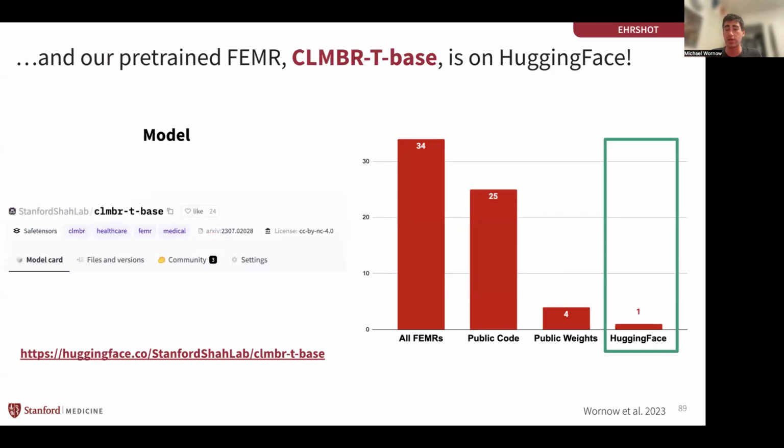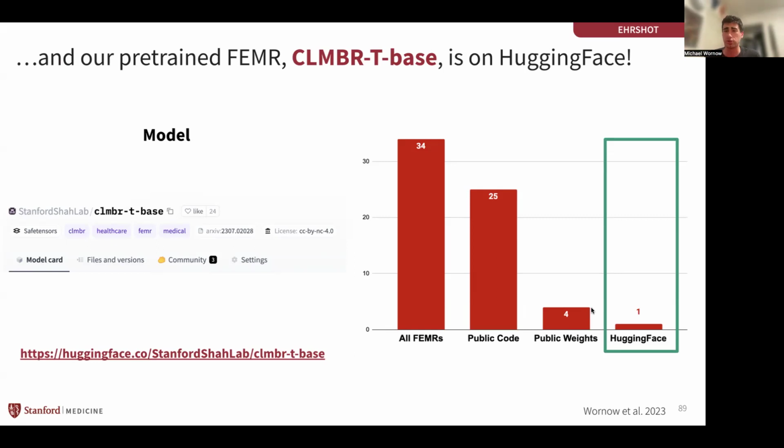And then in addition to releasing the data set and the benchmark, the other cool thing that we were able to do was release the full weights of our pre-trained foundation model called CLMBR-T-base, which is now on Hugging Face. And so as you can see from the chart on the right-hand side, unlike clinical language models, which are very publicly available, foundation models for EHR are, for some reason, I'm not sure why, people just don't like actually publishing them, which makes it basically impossible to reproduce results or to try to reuse a model for your own use case. And so we were very excited to be the first to put out the pre-trained weights of one of these models on Hugging Face so that anyone can download them.